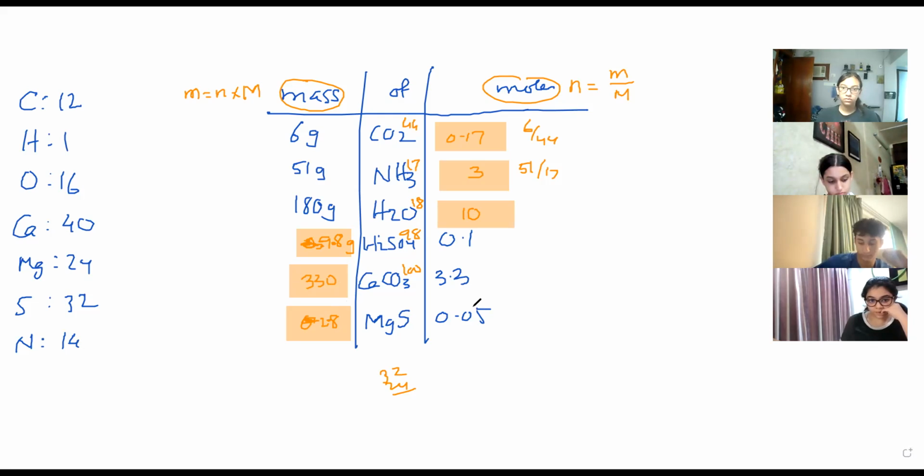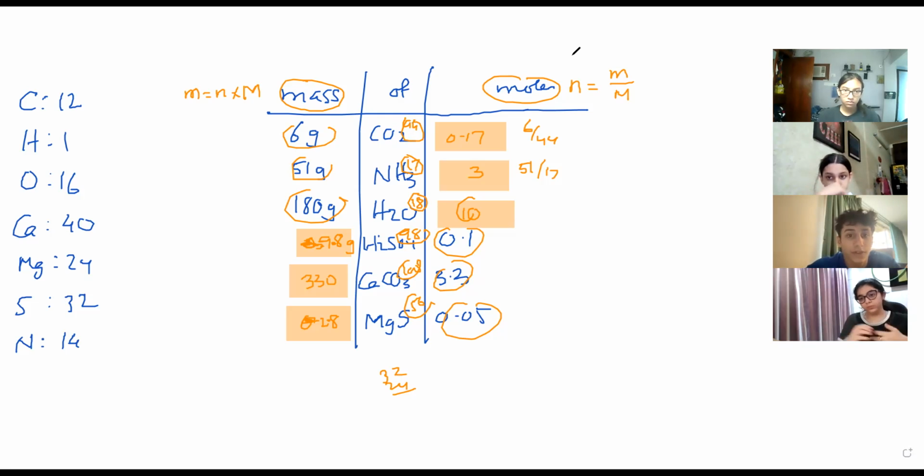Okay. So this is 56. Suppose, 56 multiplied by this. 100 multiplied by 3.3. 98 multiplied by 0.1. Here 180 divided by 18. 51 divided by 17. 6 divided by 44. So the first one, it's 0.136 recurring. I don't know. Maybe. No. I just asked somebody.